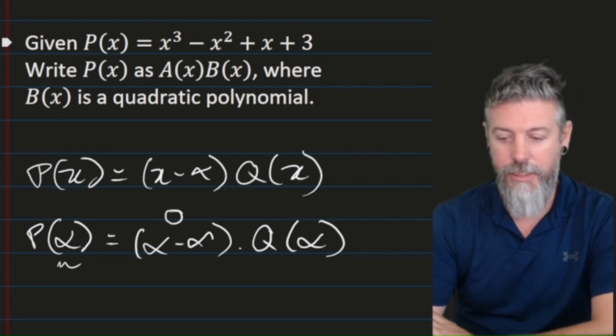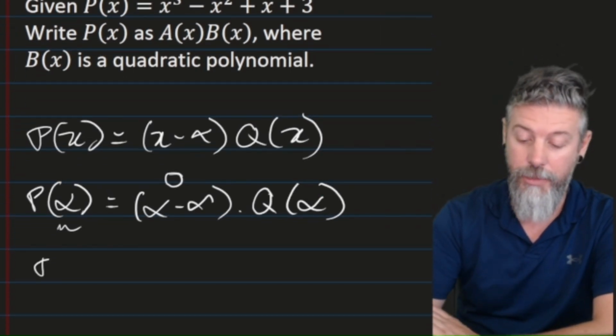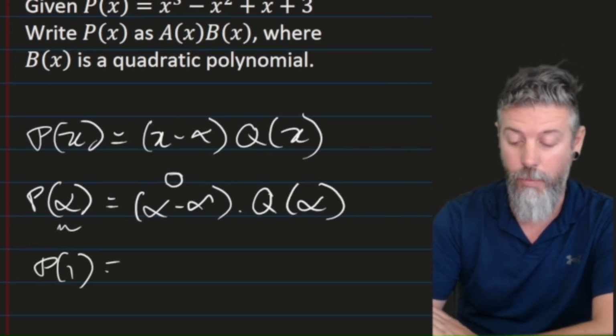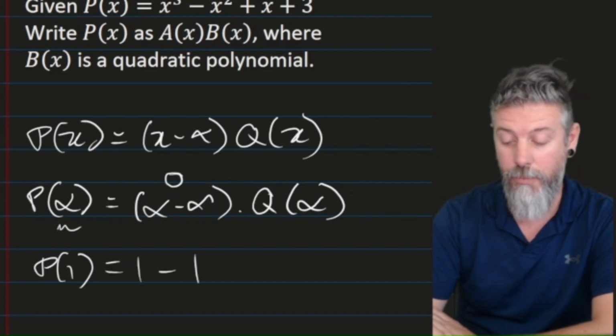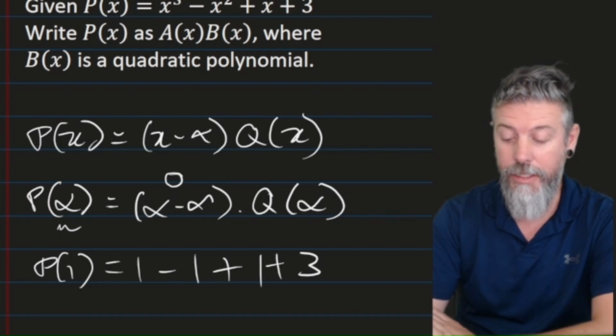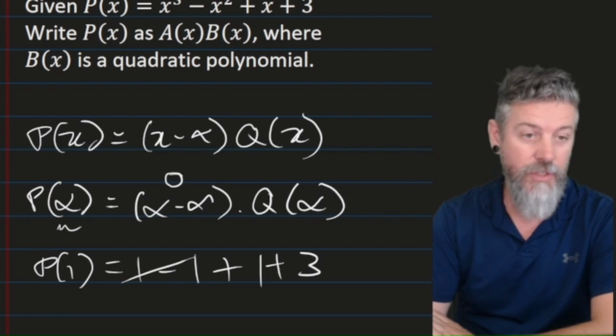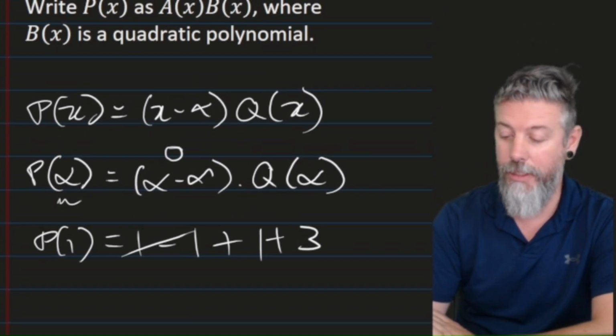Okay, so now I can go and test easy ones like p of 1 and p of -1, because hey, 1 times anything is still 1. So if we put p of 1 in, 1 cubed is 1, minus 1 squared is 1, plus 1 is 1 plus 3, and we get 0 plus 4. So this is 4 and this is not a factor. What if we put -1 in?